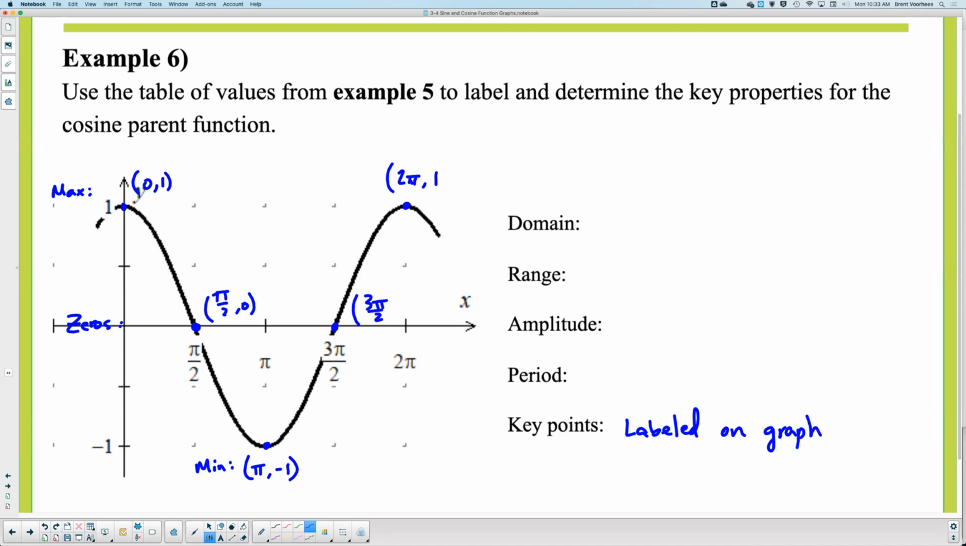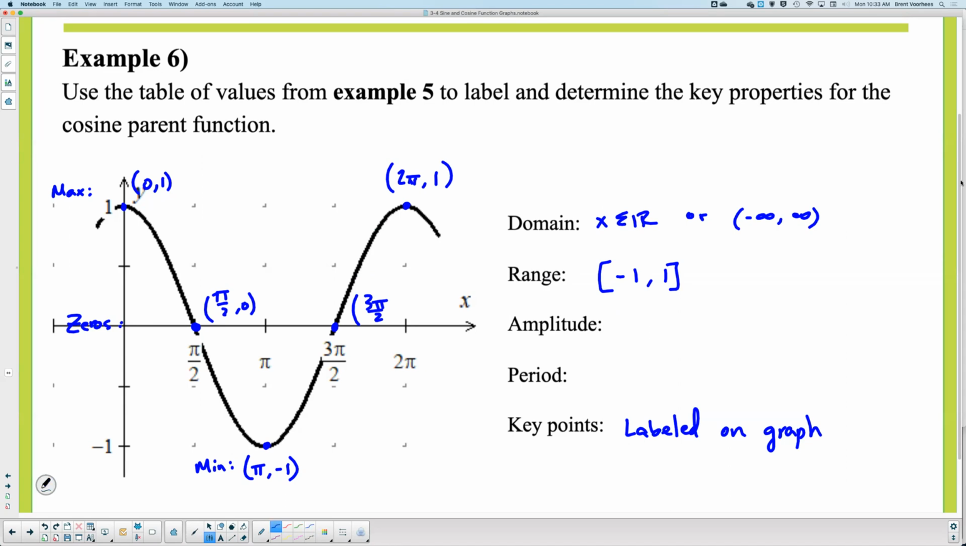To fill in the other information, what's the domain for a sine function, a cosine function? I'm sorry. It's all reals. So we're all reals. What about the range? How low does it go? -1. How high? And this would be a bracket because it does include the values. We get there. It doesn't just approach it. We get there.